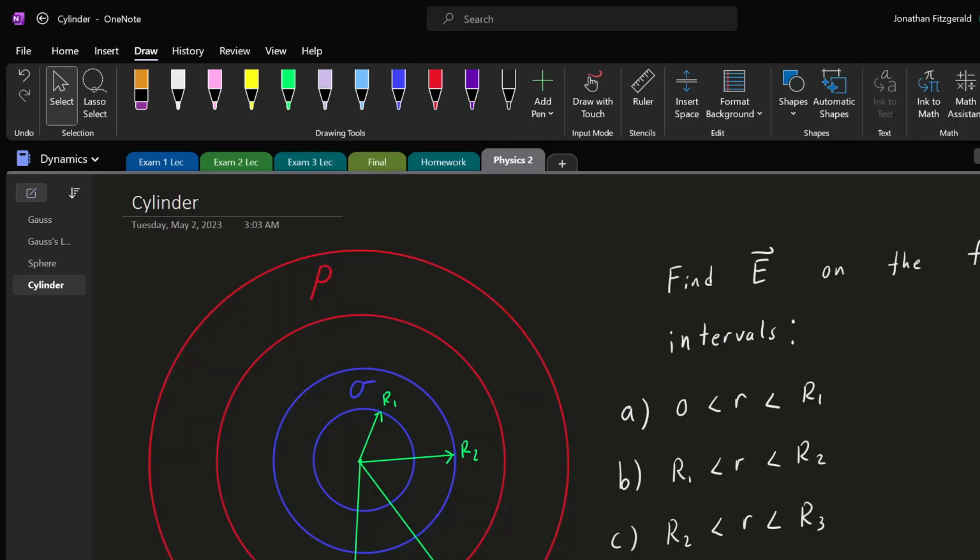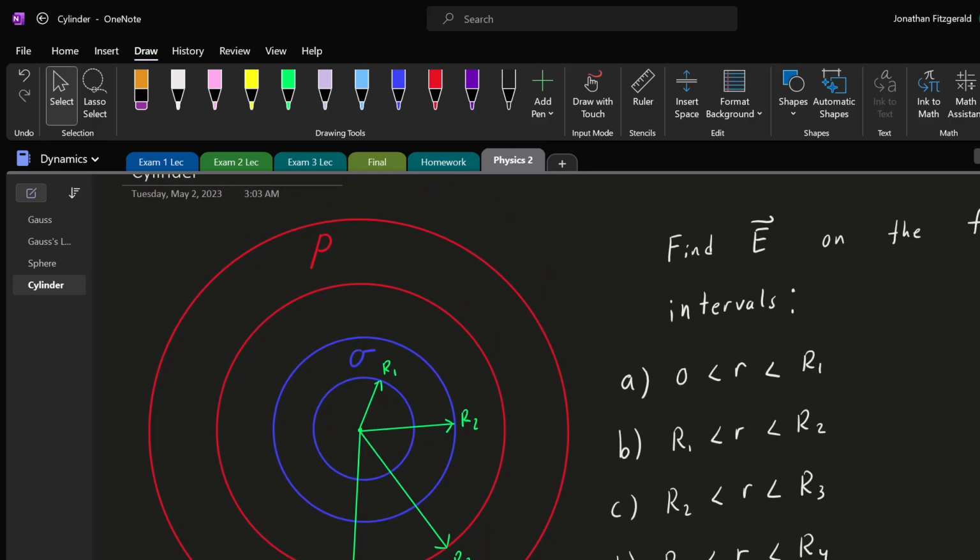So we're going to do one more Gauss's law example. And this time we are going to look at a cylinder. And we're still looking for the electric field on different intervals throughout the cylinder. So let's get started. First, what are we looking at?